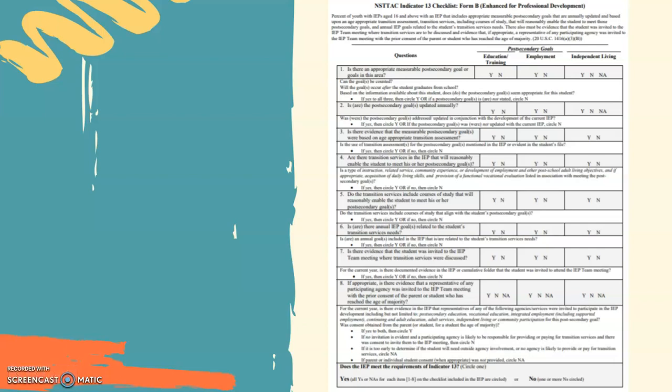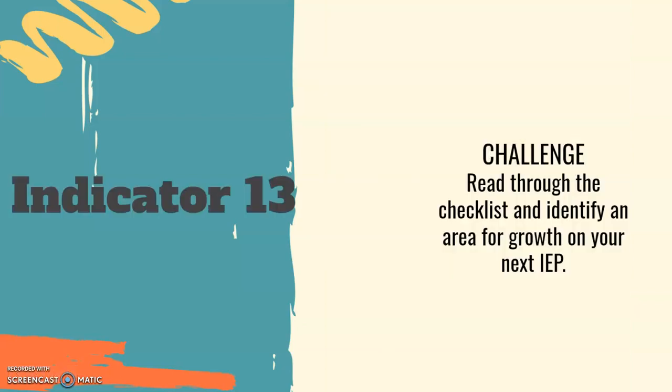The indicator can be assessed through a checklist, which encompasses 8 underlined portions of the law. We will dive into each one of these questions to learn more and further our understanding of the indicator as a whole, and therefore improve our compliance in this area. Your challenge this month is to read through the Indicator 13 checklist and identify an area of growth for your next IEP. Next month, we will cover question 1, which answers whether or not there are appropriate post-secondary goals.